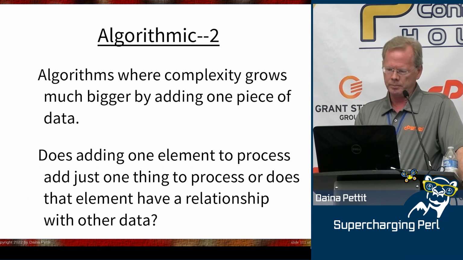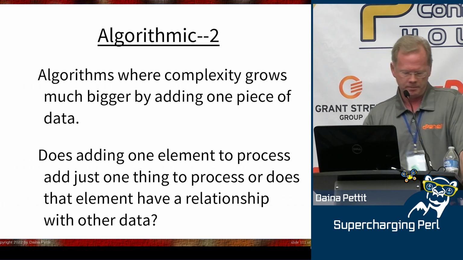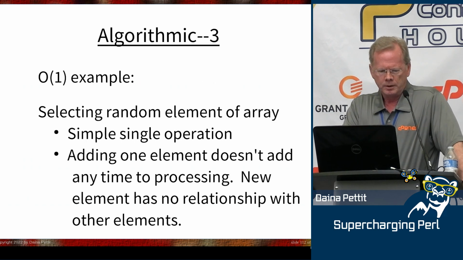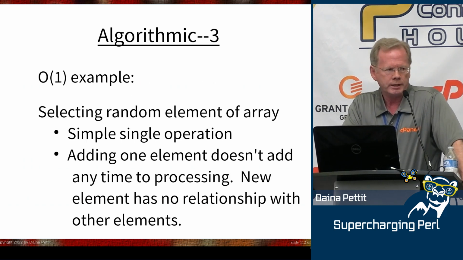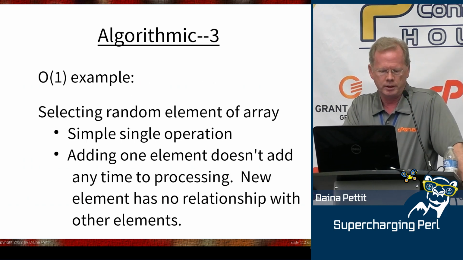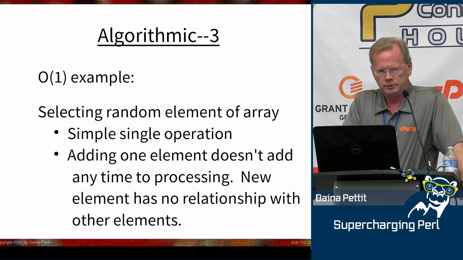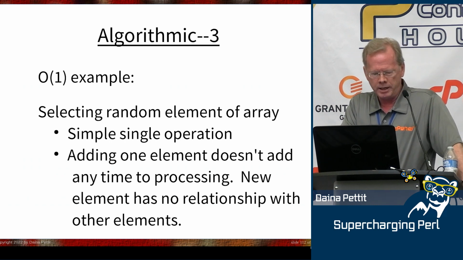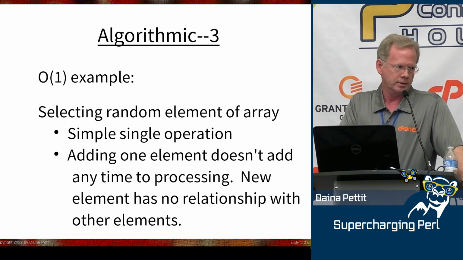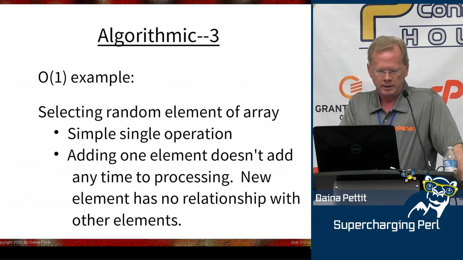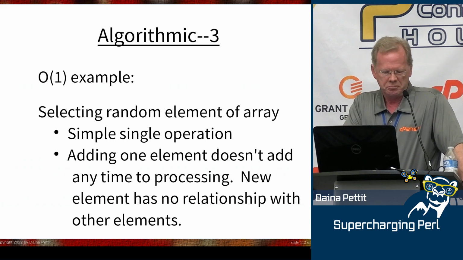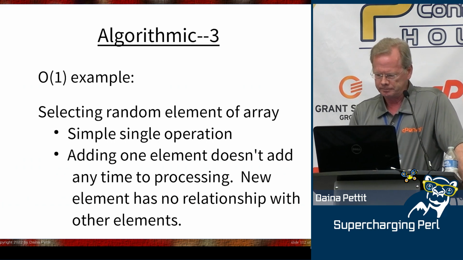So let me give an example of something that's the most simple, an O(1). This is selecting, for example, a random element of an array. It's a simple, single operation. Adding another element doesn't add much to the complexity of it, and it doesn't decrease the performance to add another element.